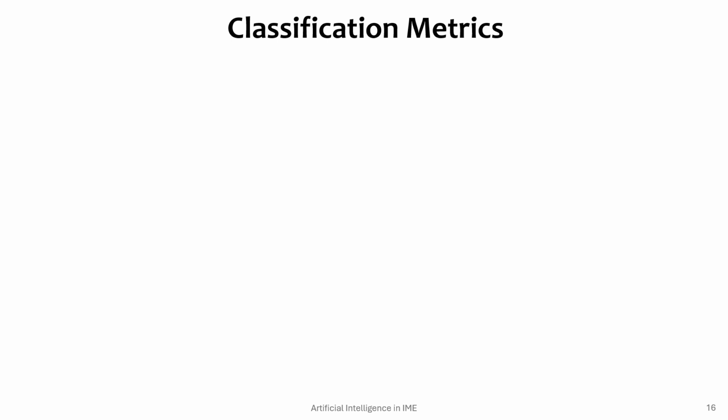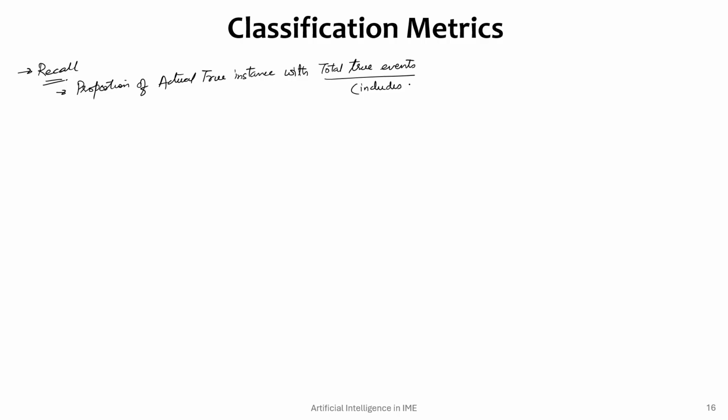Your next metric is recall. This is nothing but the proportion of actual true instances with total true events, and this includes events that the classification model has rejected.